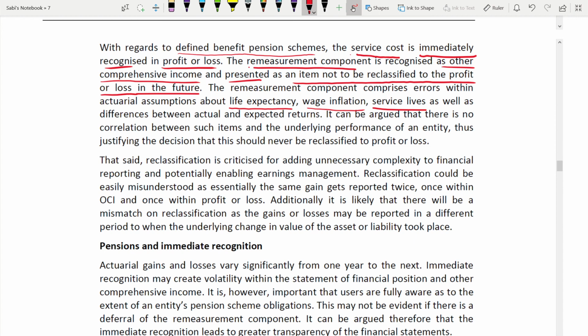It can be argued that there is no correlation between such items and the underlying performance of an entity, thus justifying the decision that this should never be reclassified to P&L. You see, you're justifying the decision that it should never be reclassified. How are you saying that? Based on all those things. Because there is no correlation, number one. You are saying why it is better not to reclassify because there is no correlation between such items and the underlying performance of an entity. That's why don't reclassify.